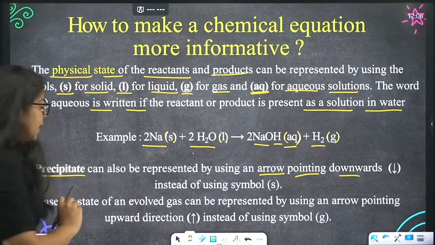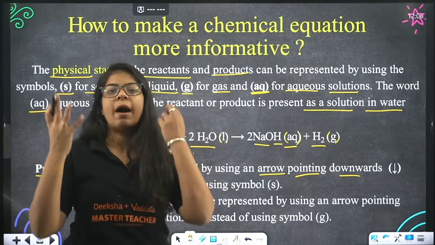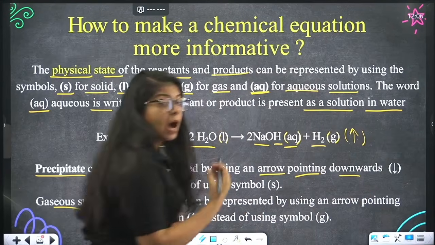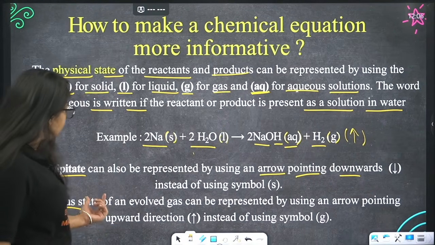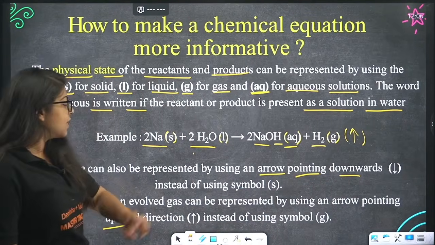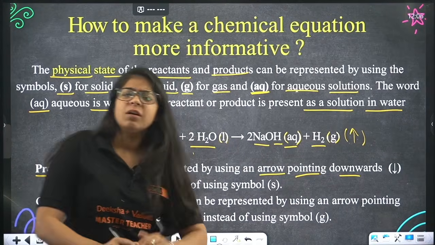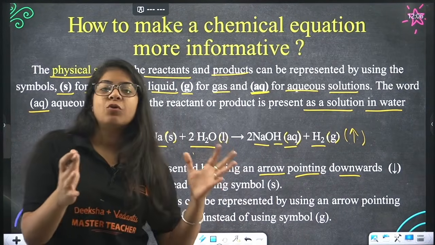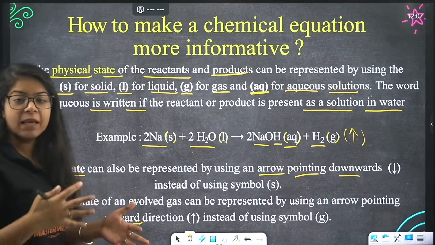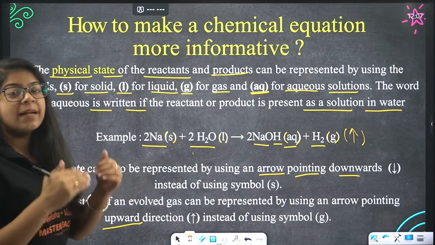solid. Then beta, gaseous state. This hydrogen is a gas that will go up, right? So this gas can also be written with an arrow upwards. Okay, so the gaseous state of an evolved gas can be represented by using an arrow pointing upwards instead of using the symbol G. Then that's the whole point. That is the general information on how to make a chemical equation more informative. Okay, so when you are writing chemical equations, you will write the examples, right, in the chemical equations. So in that this will help you.